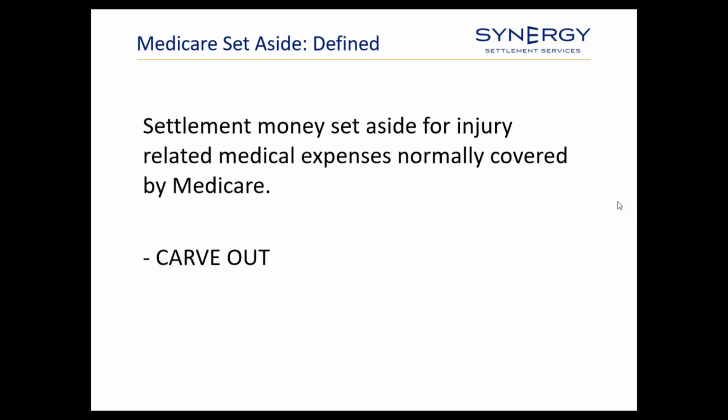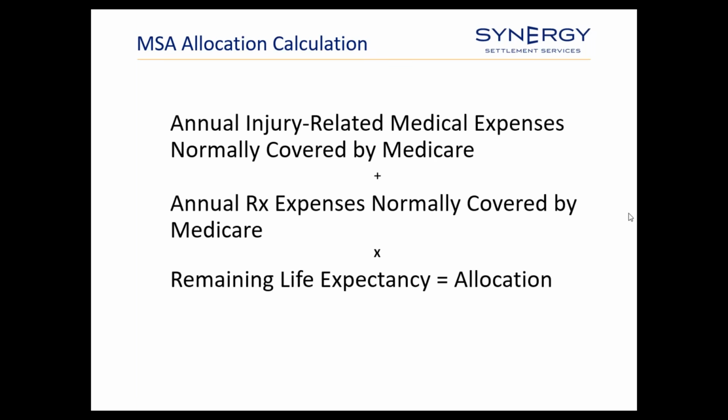How do you define a Medicare set-aside? Settlement money set aside for injury-related medical expenses normally covered by Medicare. So essentially, you're carving out medical funds, the future medical treatment, from the settlement money and putting it into a separate account. How is that calculation done? An expert takes the life expectancy of a client and figures out the cost that it's going to cost Medicare based on the ICD codes that are related, and the prescriptions that are normally covered by Medicare, and they create an allocation.